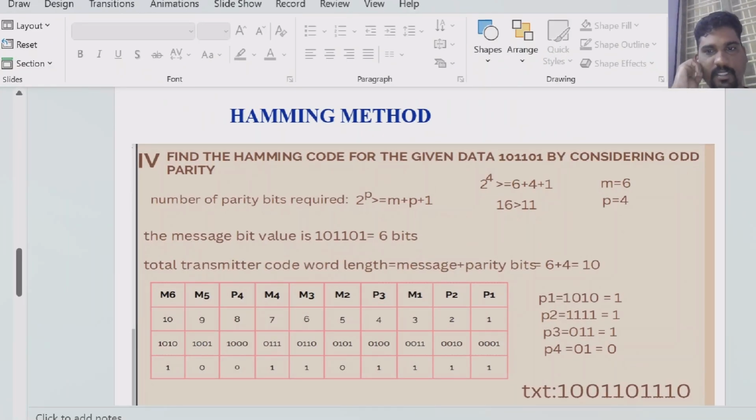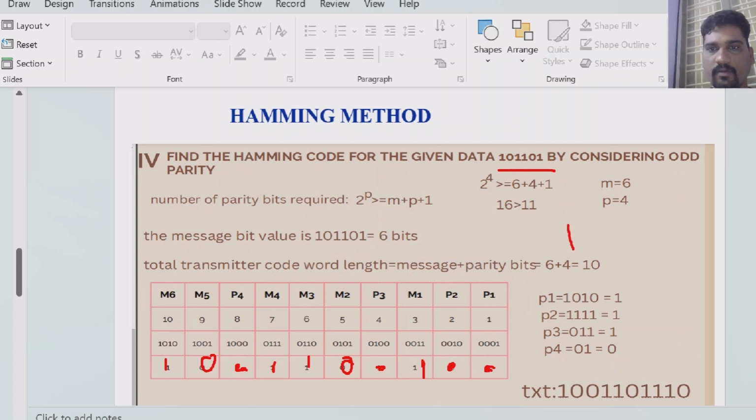Once it is completed, now how many parity bits do we need to find out? For example, as per the given question, the message bit word is 101101. So 101101 is the message bit value. Let us assume that initially you don't know the P1 value, P2 value, P3 value, P4 value.